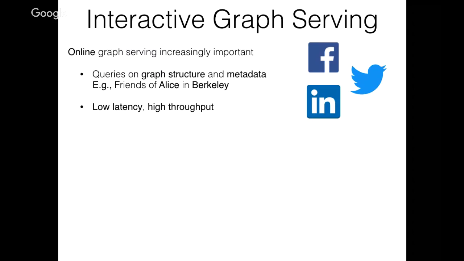Recently, interactive graph queries have become increasingly important, and this is due to the rise of social networks like Facebook, Twitter, and LinkedIn. These interactive queries typically combine queries on graph structure as well as the metadata associated with the nodes and edges in the graph. Moreover, these queries have low latency and high throughput requirements.